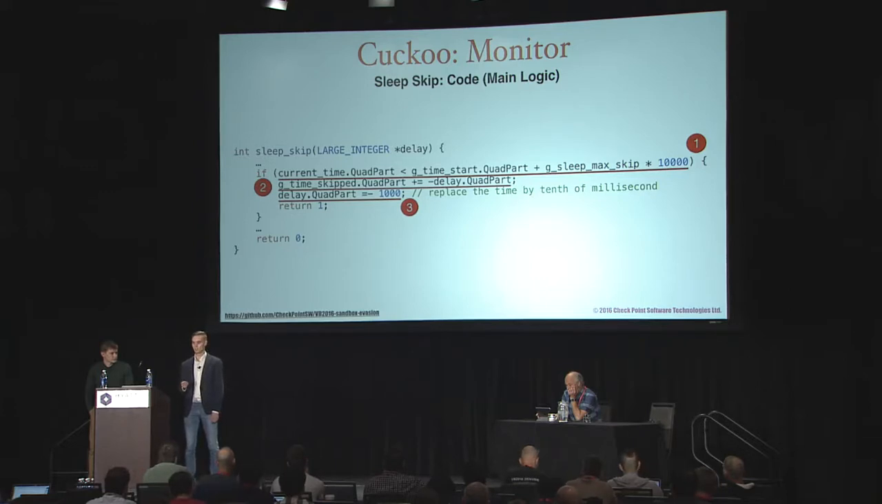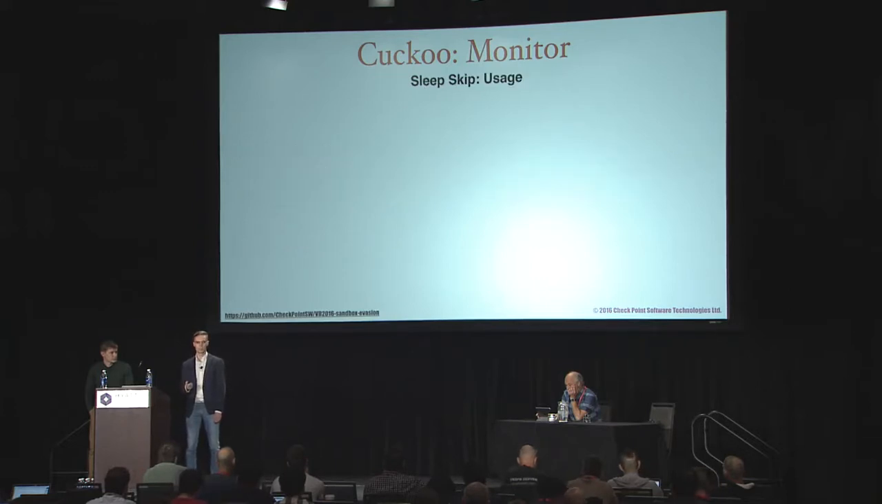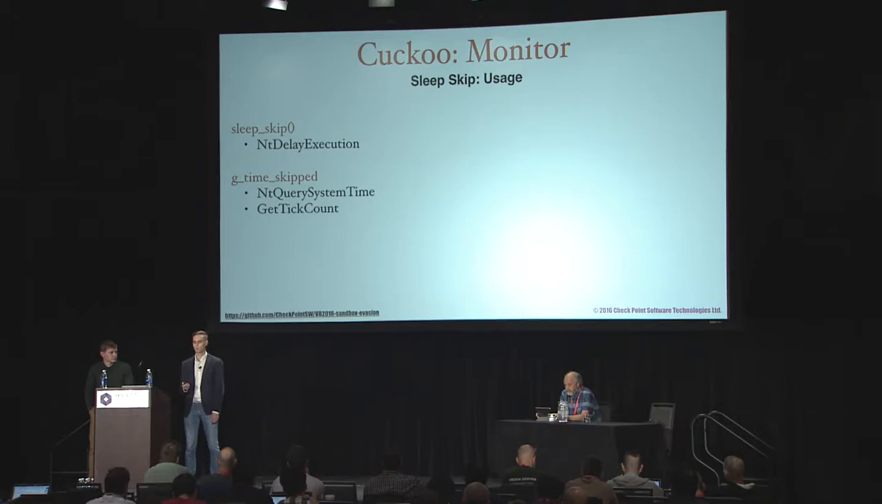So let's take a look at where the sleep skip function and these global variables are used. The sleep skip function is used in the anti-delay execution hook, and the g_time_skip global variable is used in system date and time related functions such as anti-query system time, GetTickCount, GetLocalTime, GetSystemTimeAsFileTime functions.